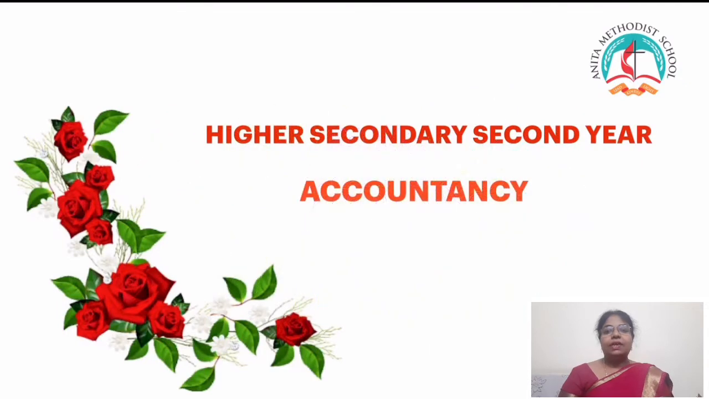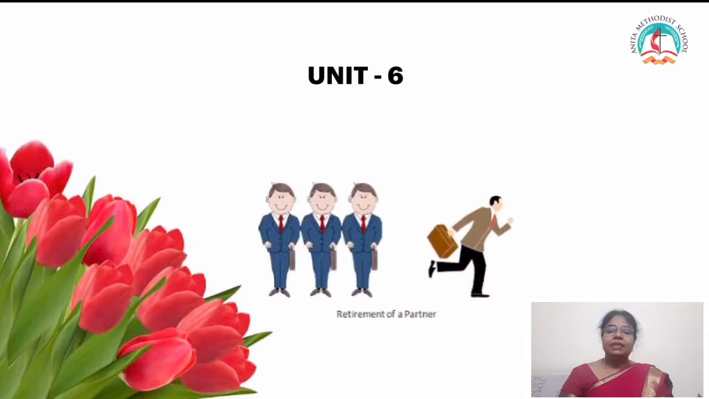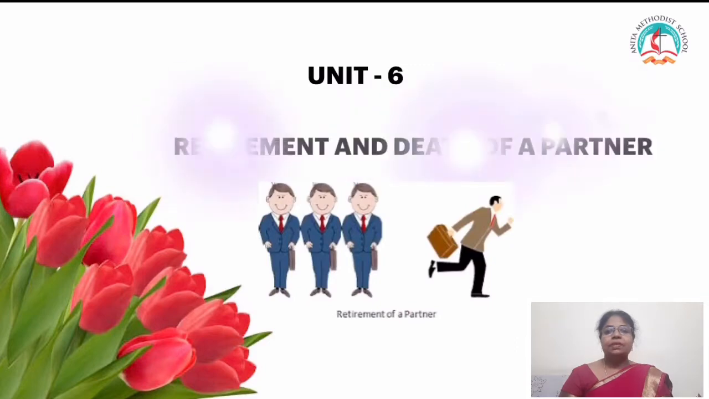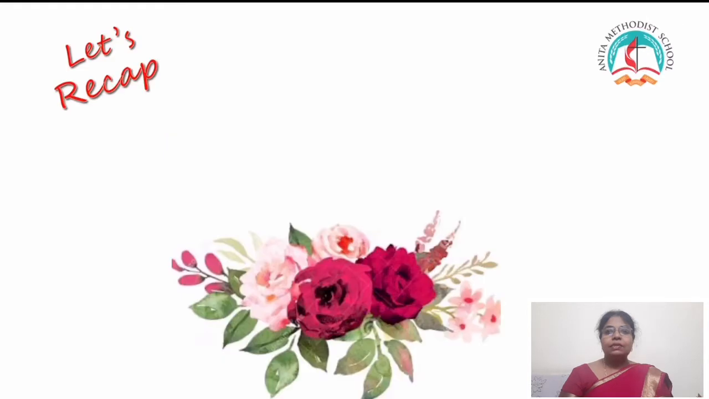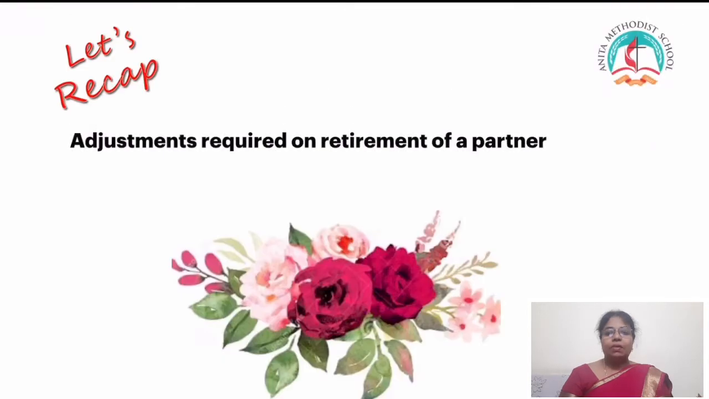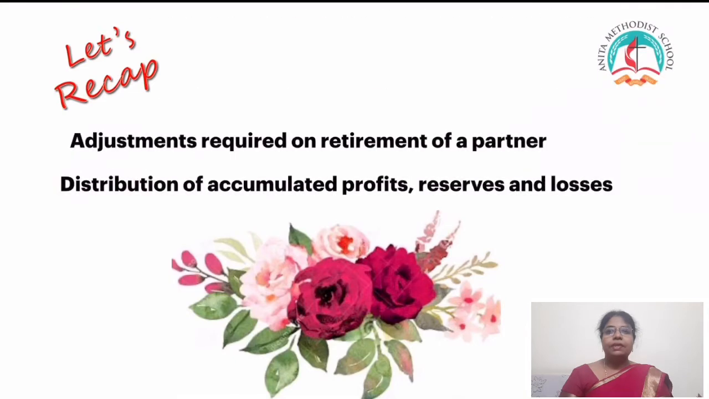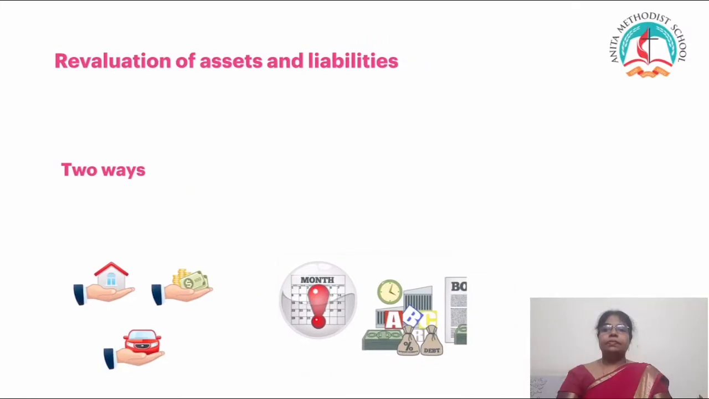Today in this class, we are going to see about retirement and death of a partner. Children, in the last class, you had studied about adjustments required on retirement of a partner, distribution of accumulated profits, reserves and losses. Now we will see how to revalue the assets and liabilities.